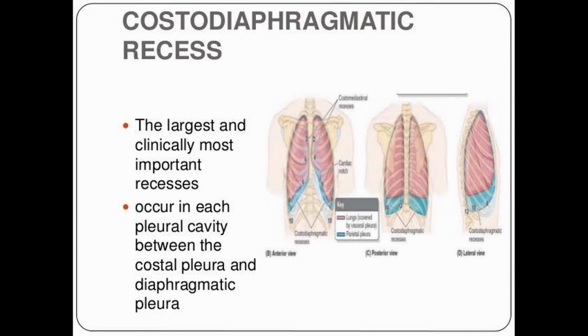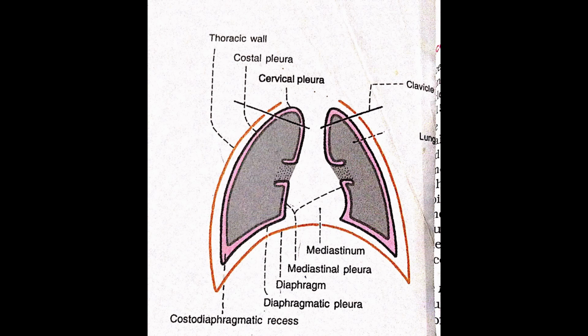Now second, we discuss the costo-diaphragmatic recess. The largest and clinically most important recess occurs in each pleural cavity between the costal pleura and the diaphragmatic pleura. In the diagram, the costo-diaphragmatic recess is at the bottom, and it is an important and the largest recess. So this is the pleural recesses.